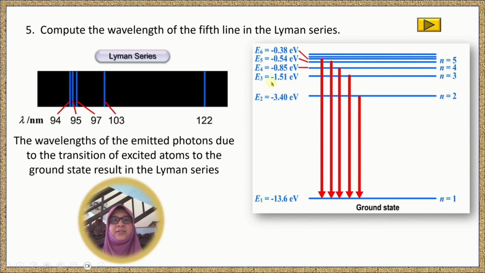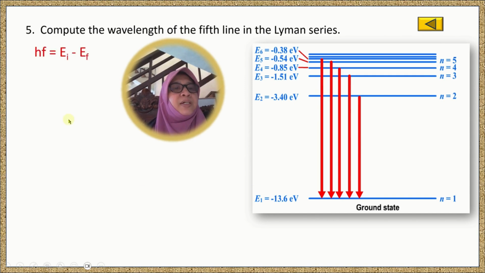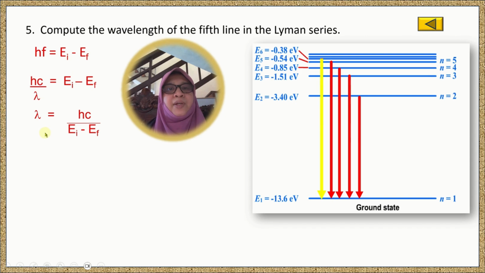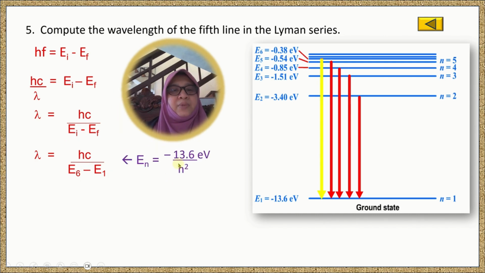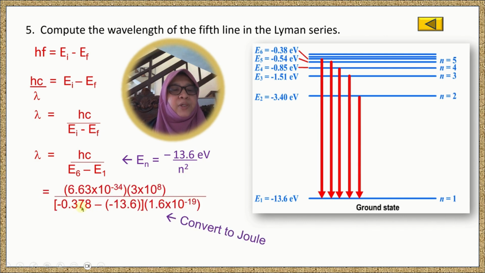The energy level here is calculated using the formula negative 13.6 over n squared. From the formula hf equals Ei minus Ef, initial minus final, and f equals c over lambda, we can calculate the wavelength of the fifth line in the Lyman series. So the energy will be E6 minus E1. Using negative 13.6 over n squared, we will get negative 0.378.